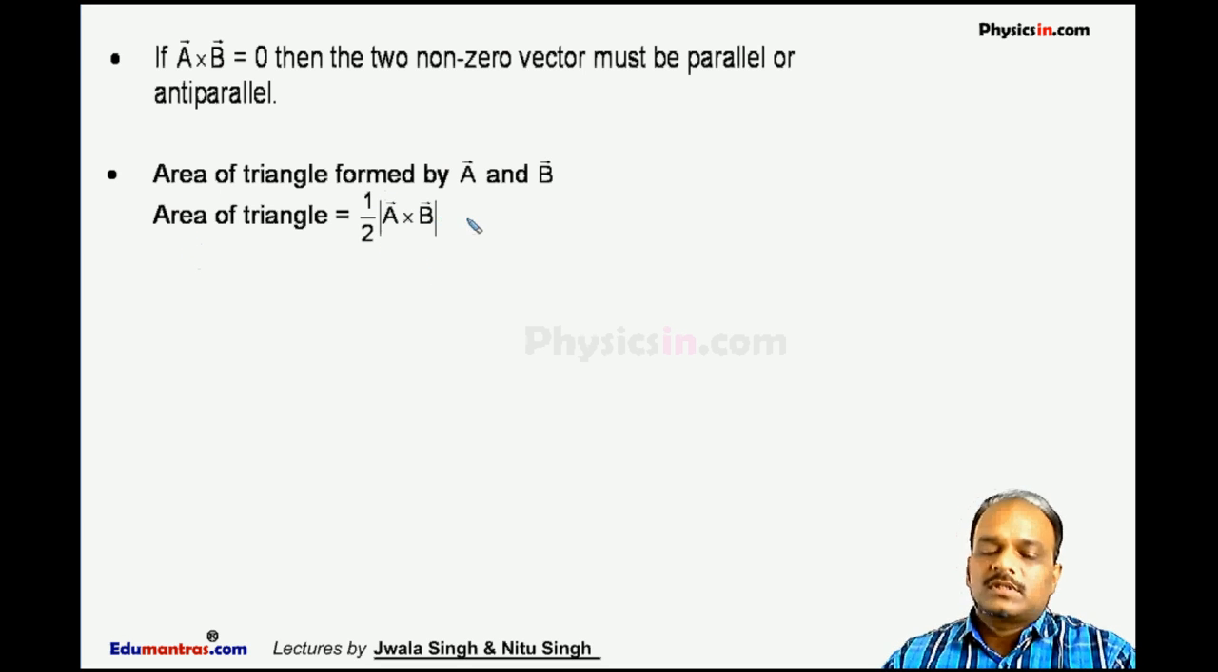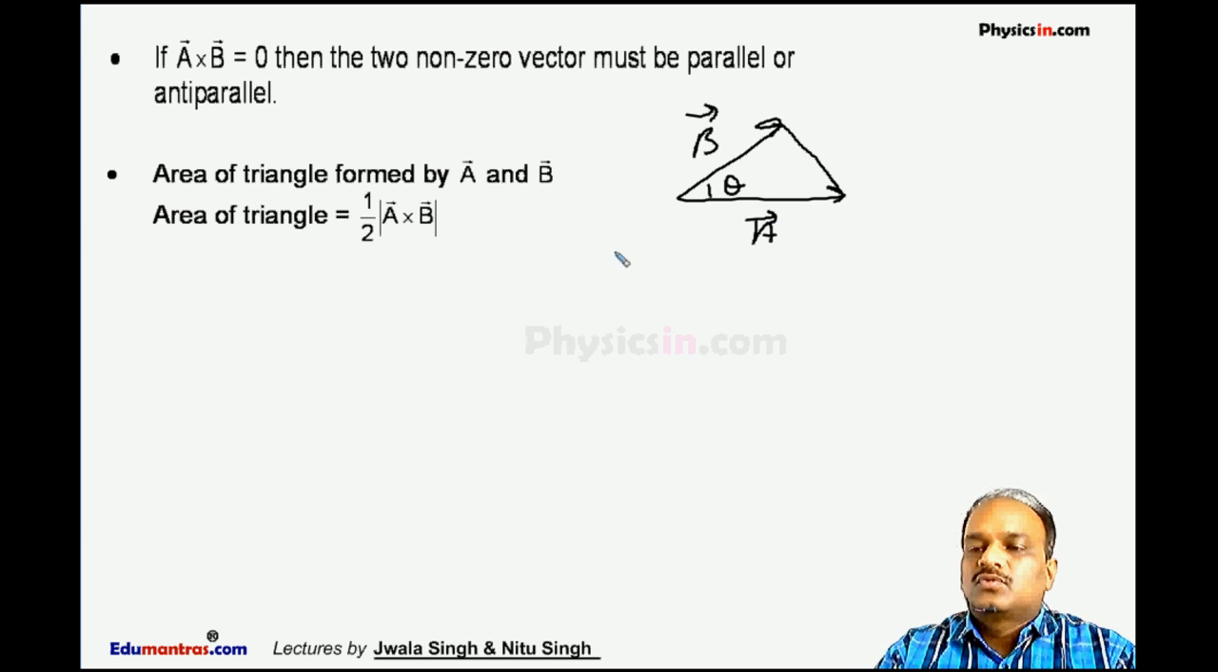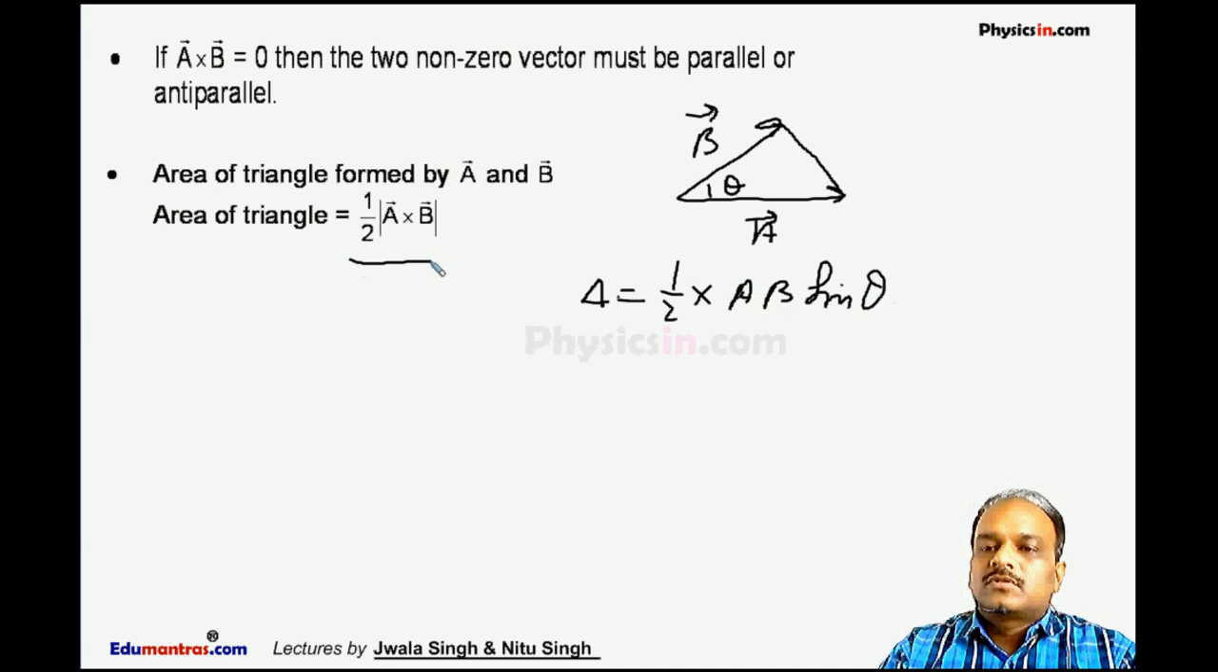because as we know the area of a triangle is given by, this is vector A, this is vector B. The triangle formed by these two vectors, this angle is theta. The triangle formed by these two vectors, its area is given by half into A into B into sine theta. So the area of the triangle is also equal to 1 by 2 mod of A cross B.